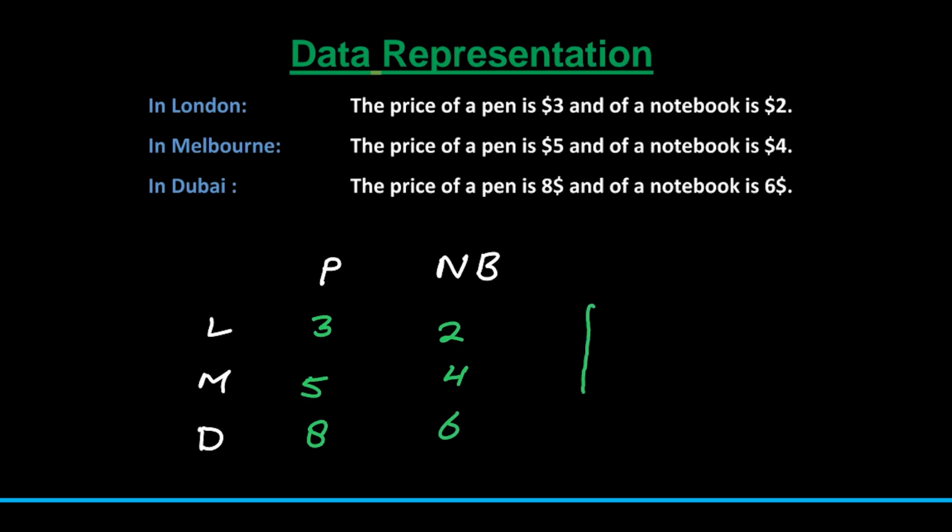So this matrix right over here represents the same information as the first matrix, with entries 3, 2 in the first row, 5, 4 in the second row, and 8, 6 in the third row. This matrix also represents this data.